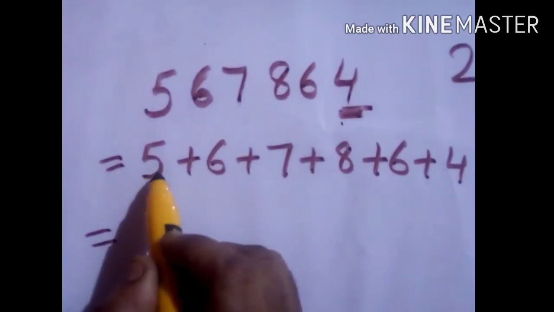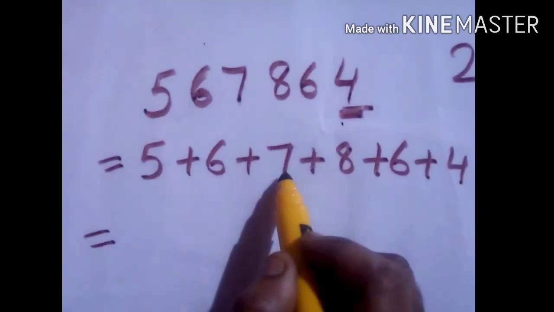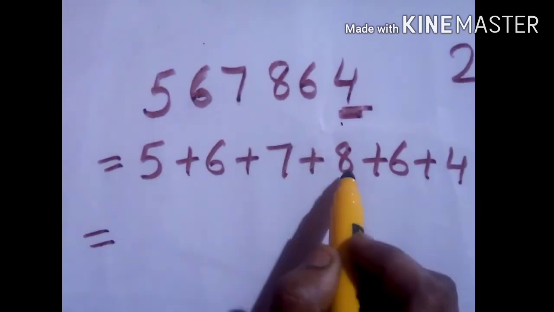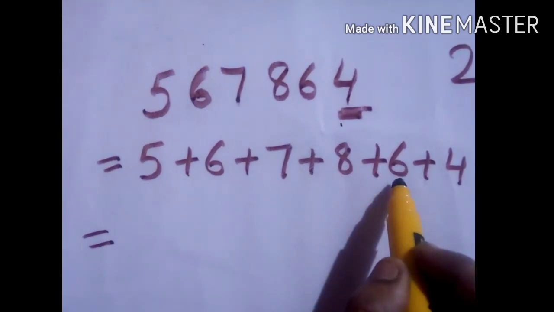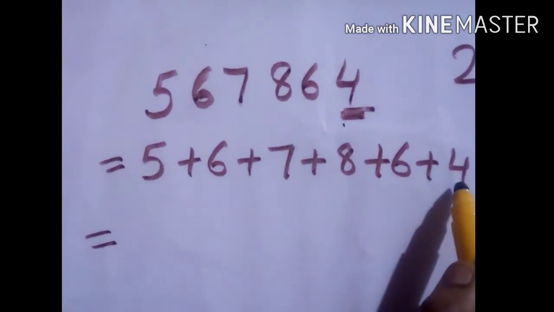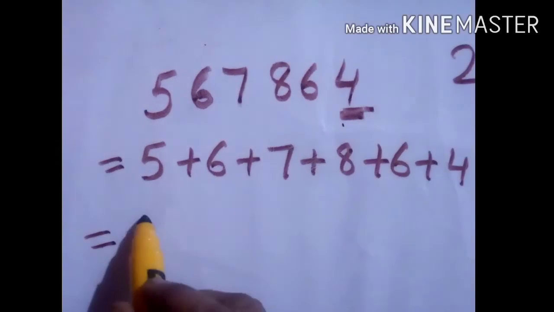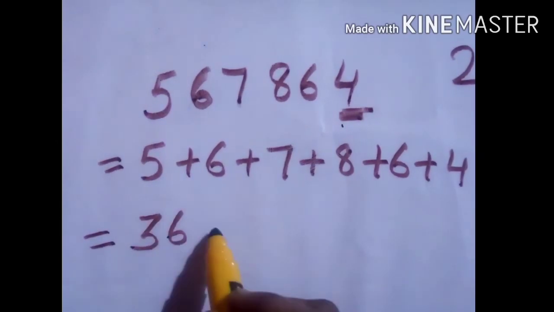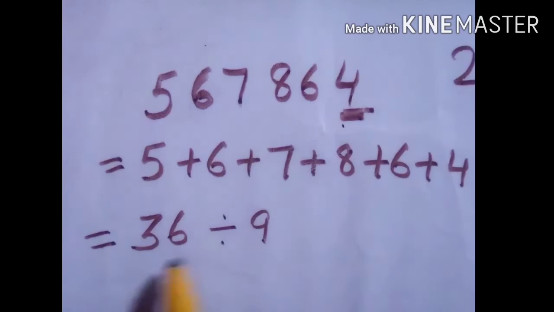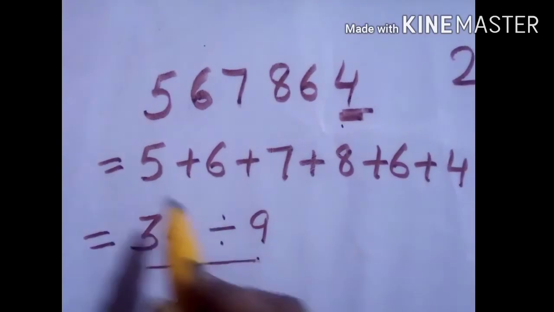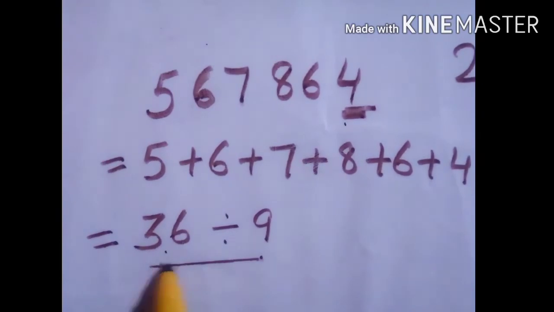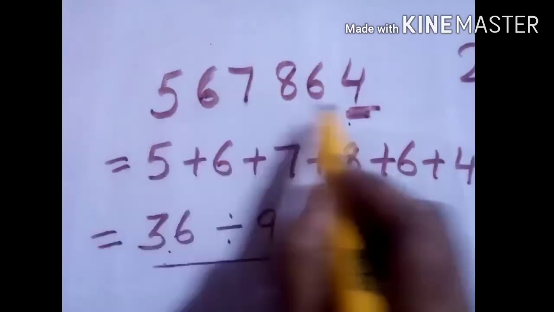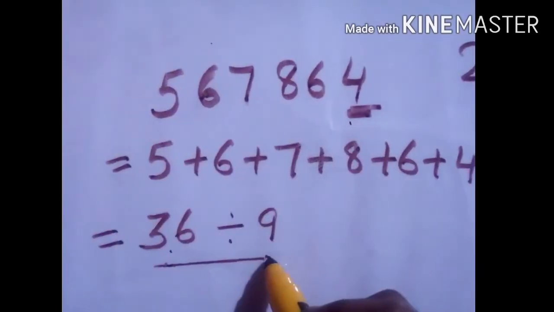6 plus 5 is 11. 11 plus 7 is 18. 18 plus 8 is 26. 26 plus 6 is 32. 32 plus 4 is 36. So 36 is divisible by 9. So if the sum of the digits is divisible by 9, then the whole number is divisible by 9. Okay.